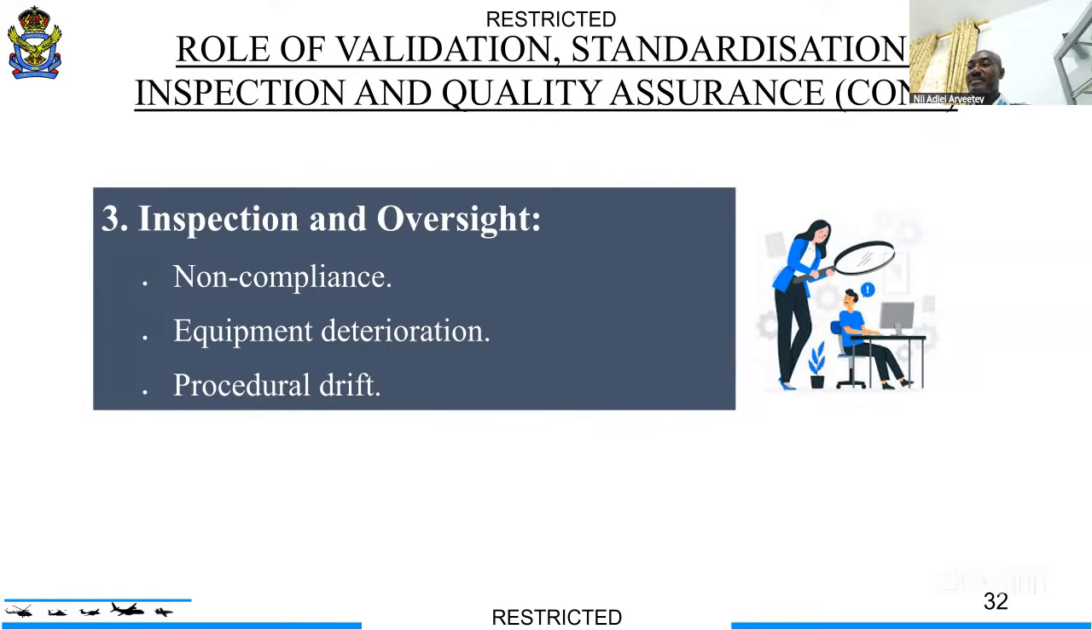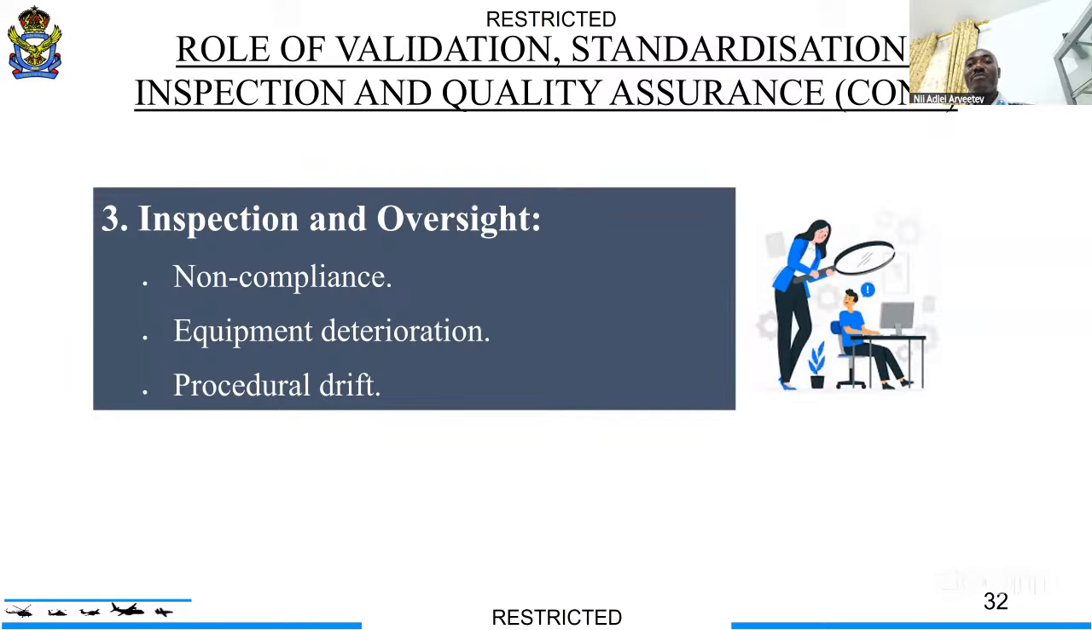Now, the inspection oversight. Inspections identify non-compliance, equipment deterioration, and drift in procedures. With time, the military is so regimented such that every year we have professionals retiring. Every year, an intake must retire. So we need continuity.